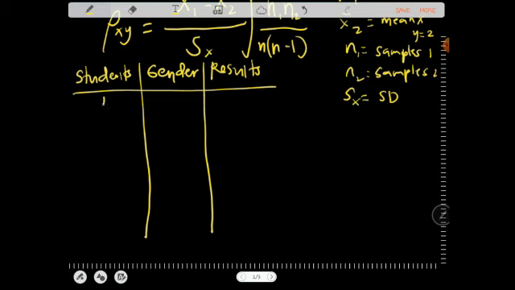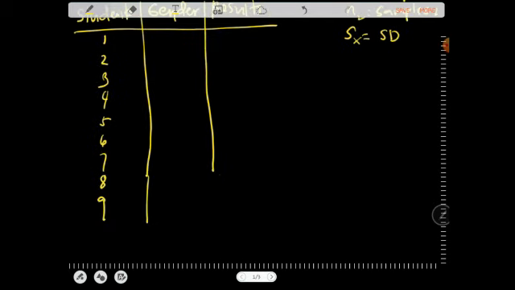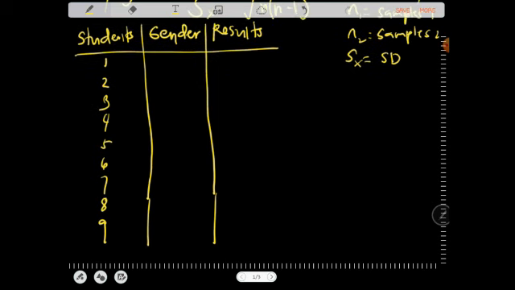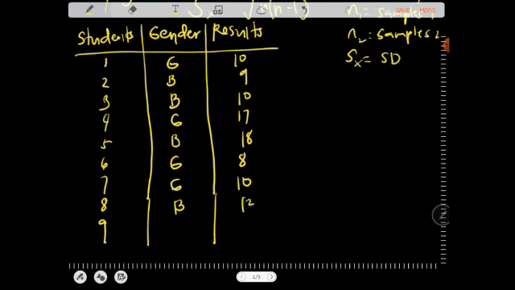So we have 9 grade 12 students. Let us number them 1, 2, 3, 4, 5, 6, 7, 8, and of course the last is 9. Now, we don't know the gender yet. Student 1 is a girl with a score of 10. Student 2 is a boy with 9. The third student is also a boy with 10. The fourth student is a girl with 17. Student 5 is a boy with 18. Next is a girl with 8, next a girl with 10, next a boy with 12, and next a boy with 19. Let us recheck: there are four girls, 1, 2, 3, 4, and 5 boys, 1, 2, 3, 4, 5.